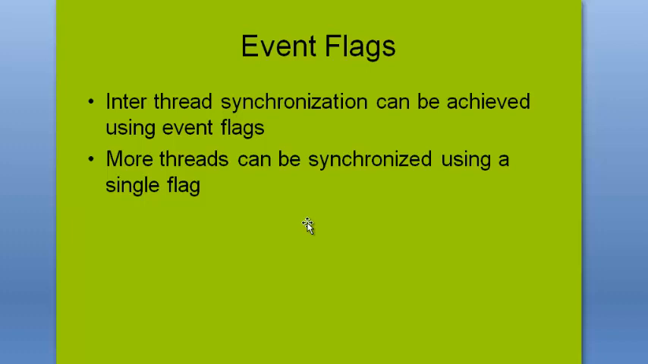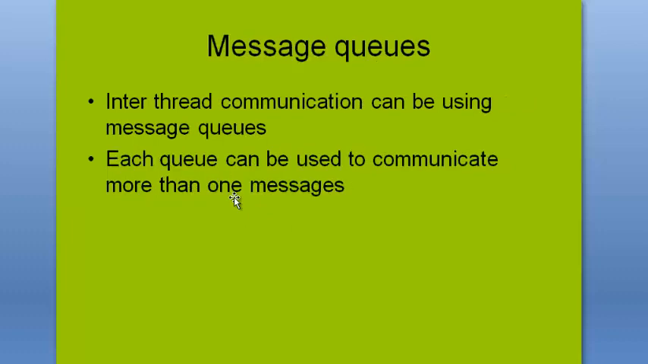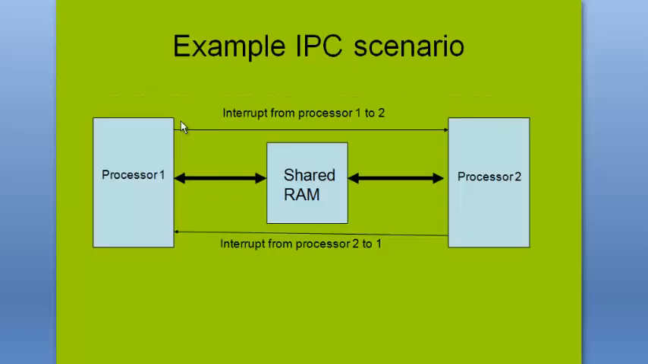Event flags. Event flags are also one of the methods to communicate between tasks. One task can set an event flag, and more than one task can be waiting for the same event flag. Message queues. This is one of the IPC mechanisms. Each queue can be used to communicate more than one message.